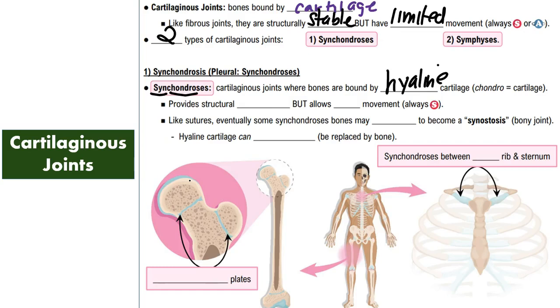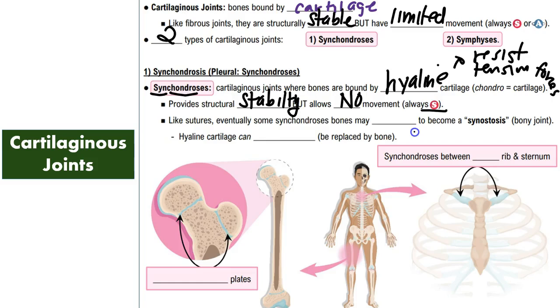Okay? Now, hyaline cartilage, if you remember, it has the ability to resist tension forces. So you want to kind of keep little details about that in mind. So you might just add details like, okay, resist tension forces. Or you can even go back to that chapter 6 to kind of get those details. Again, like we said before, it is going to provide structural stability, and of course, no movement. So that means we're dealing with something that is synarthroses because of no movement.